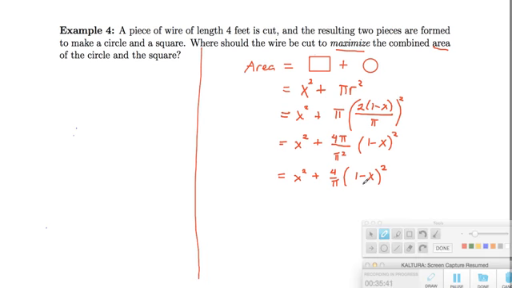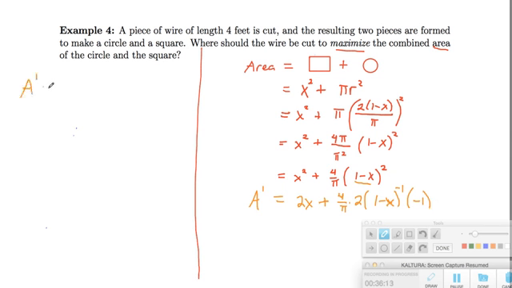So now that we've got the A formula, we can do A prime, which is the derivative. Derivative of x squared is 2x. 4 over pi is just a constant multiplied, so it comes along. Here I'm going to do the chain rule. This is something squared, so its derivative is 2 times that something, lower the power. And then the chain rule tells us we've got to multiply by the derivative of the inside part. Derivative of 1 minus x is just a negative 1.